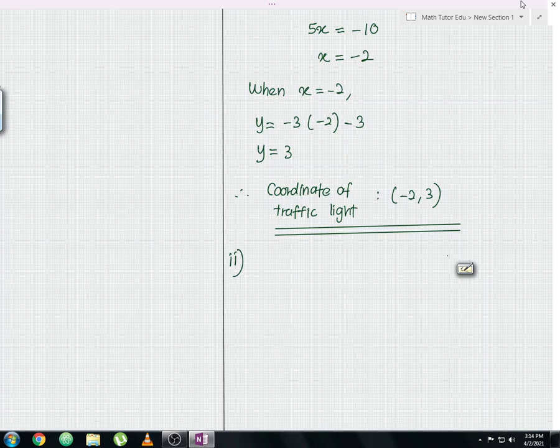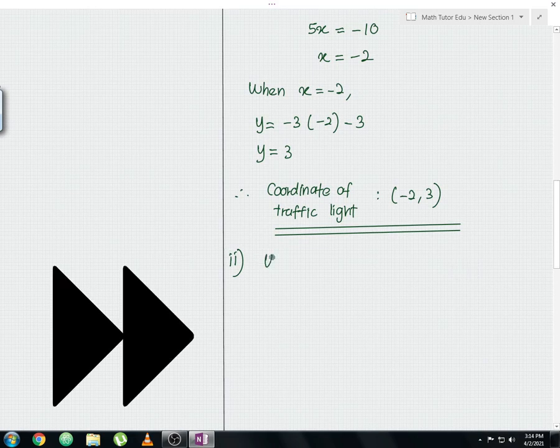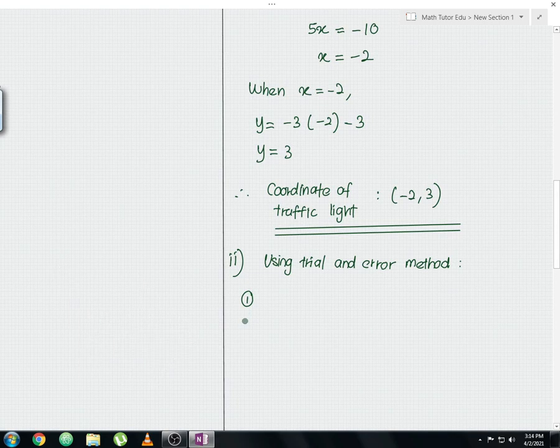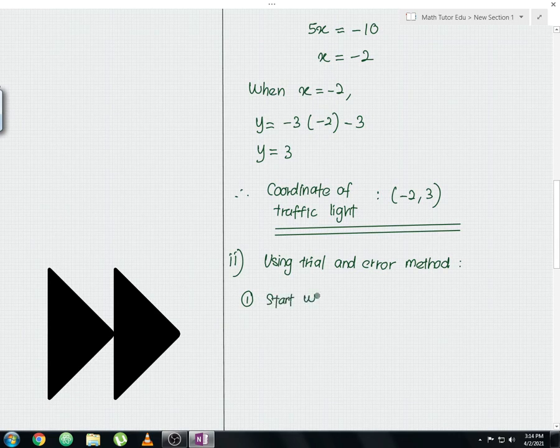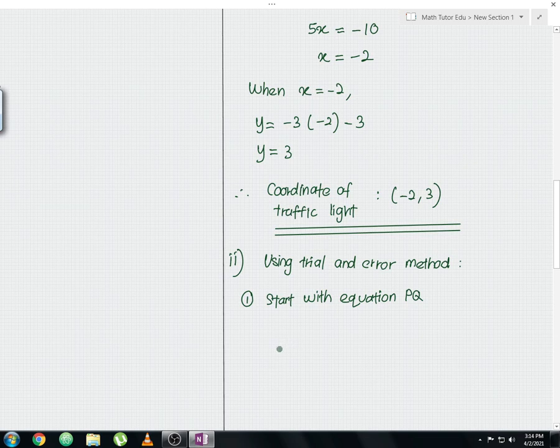Okay, so we are going to start with the equation PQ, using the trial and error method. We are going to use the coordinate negative 4 over 3, 1, and substitute into the equation PQ, and then identify whether the left hand side is equal to the right hand side or not.